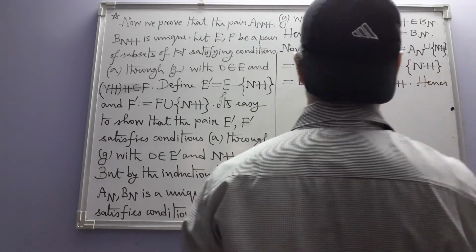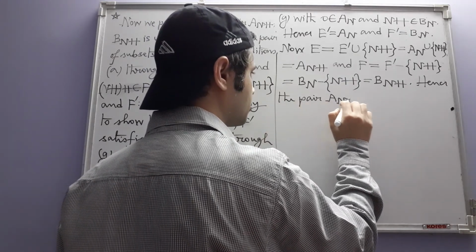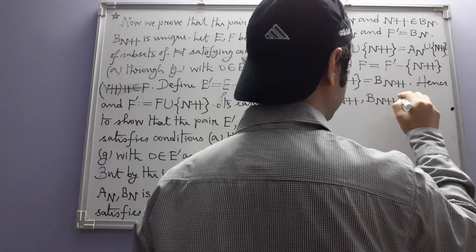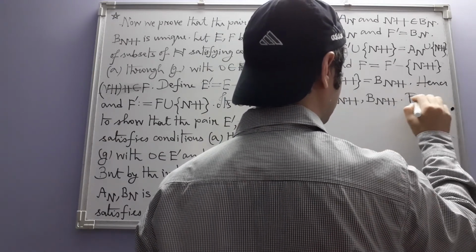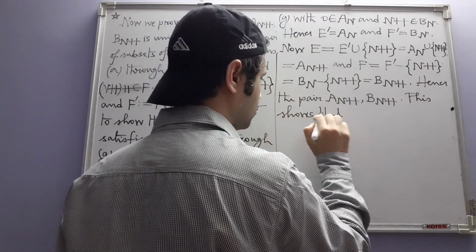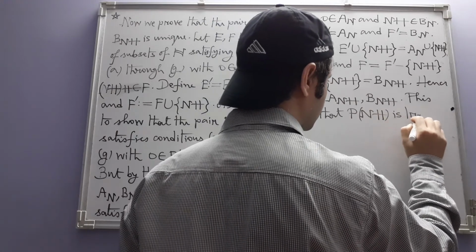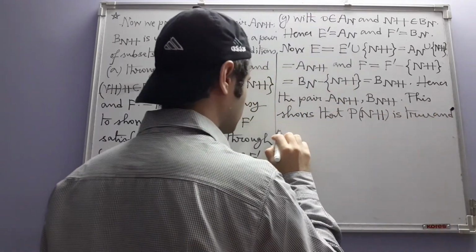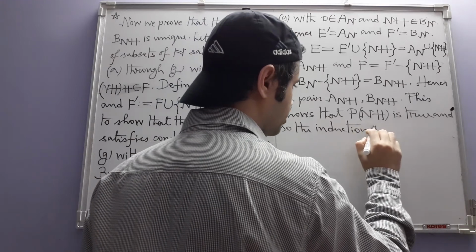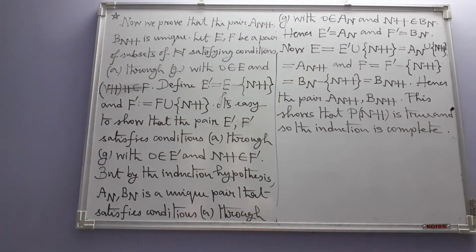Hence, An plus plus and Bn plus plus. This shows that Pn plus plus is true, and so the induction is complete. The big induction is now complete.